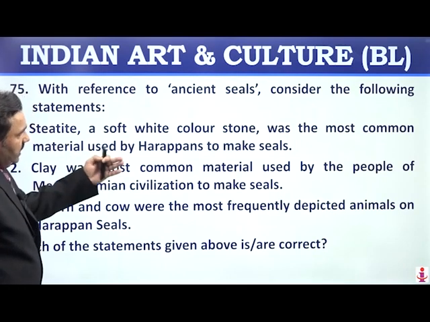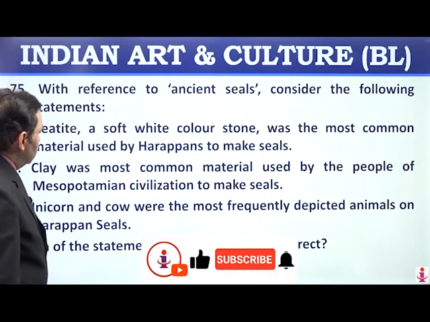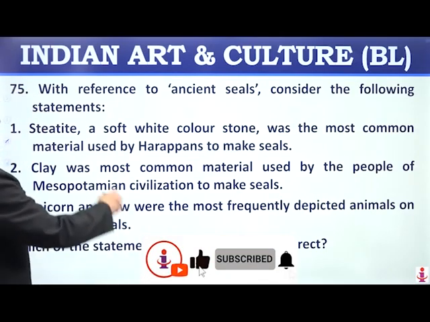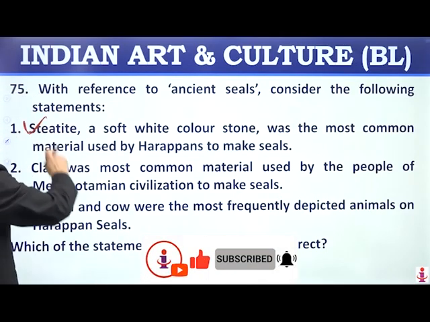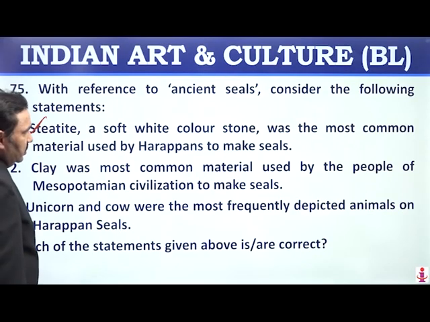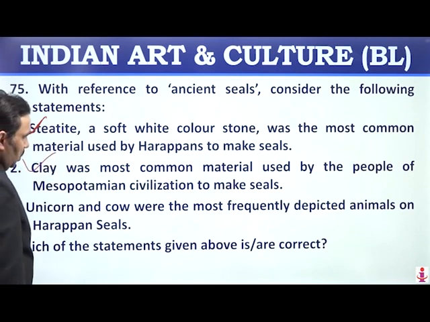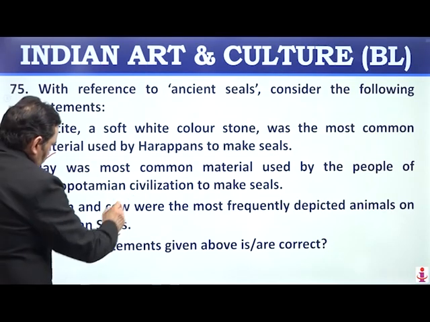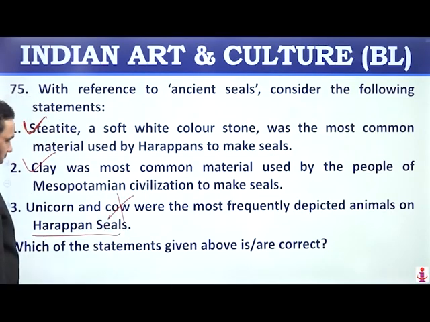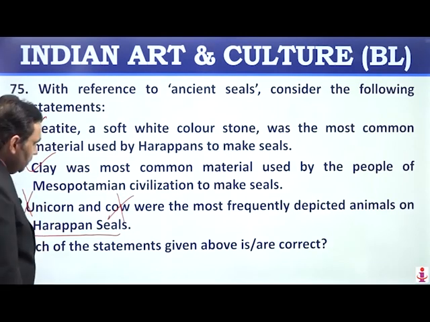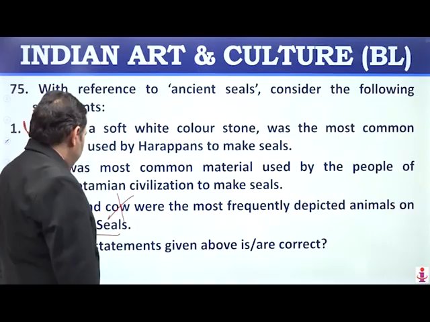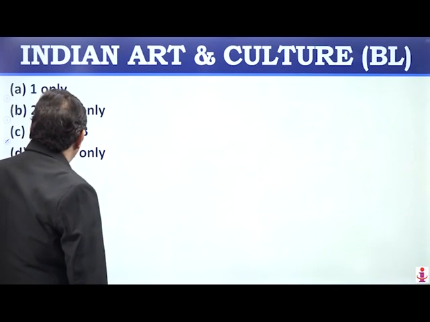75. With reference to ancient seals, consider the following statements. Steatite, a soft white color stone, was the most common material used by Harappans to make seals. That is correct. Clay was the most common material used by the people of the Mesopotamian civilization to make seals. Correct. Unicorn and cow were the most frequently depicted animals in Harappan seals. Not cow. Cow was not depicted. Unicorn was depicted. The third statement was wrong. Which of these are correct? 1 and 2.